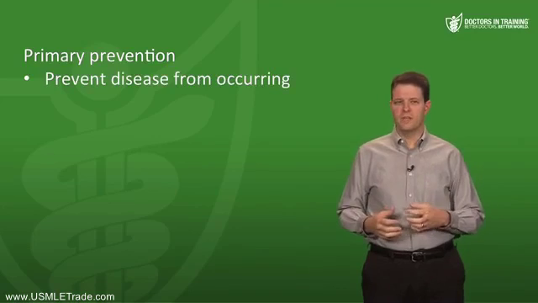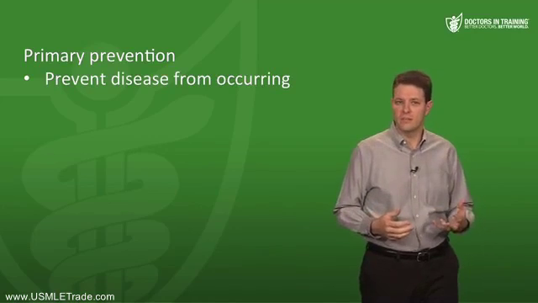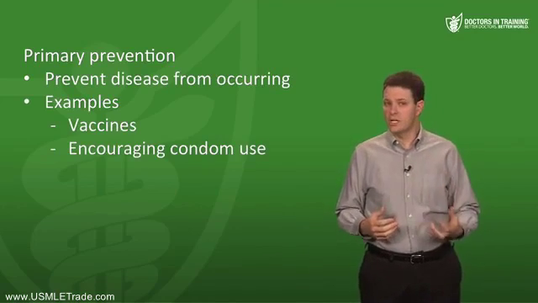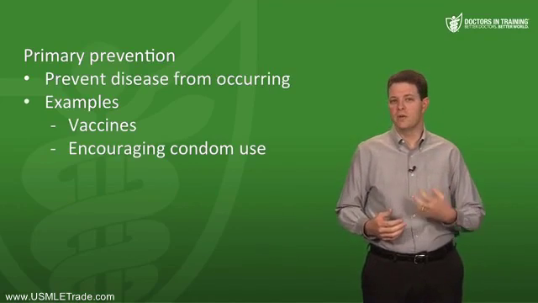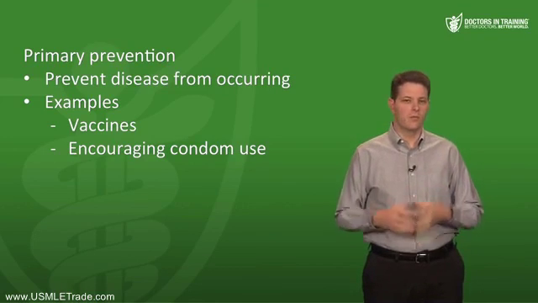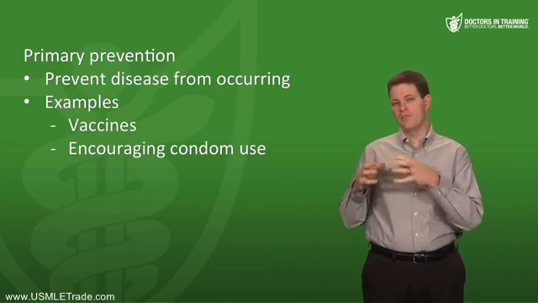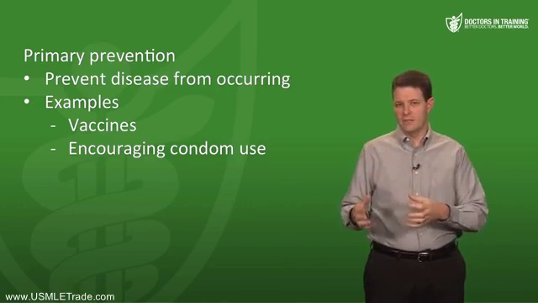Primary prevention is prevention of a disease from occurring in the first place. Examples would include vaccination or encouraging condom use to decrease the risk of HIV transmission. So primary prevention is where you do something to prevent a healthy person from developing disease.